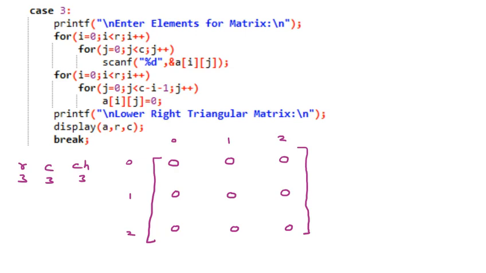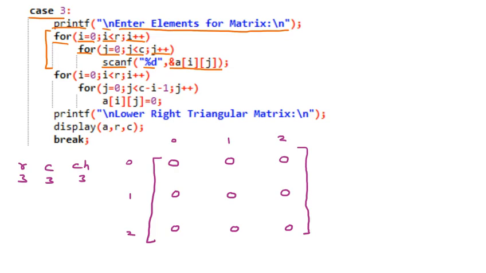So if the user says choice 3, case 3 will run printf. On the user screen there is a message, new line, enter elements of matrices. So we are going to enter all the elements. Now this is interesting. For i equal to 0 to R, i plus plus; for j equal to 0, j less than c, j plus plus; scanf percentage d at the address of a[i][j]. So this means we are going to take all elements.